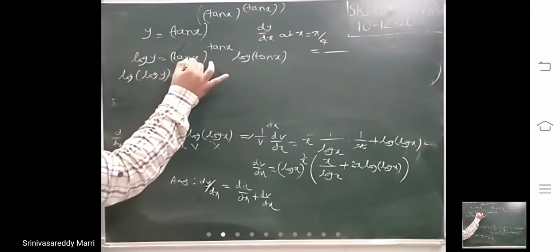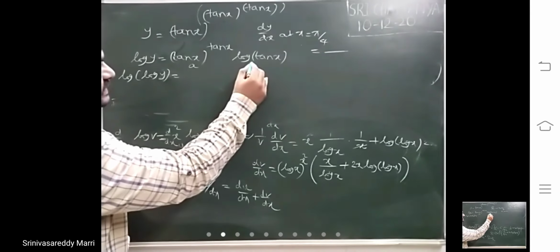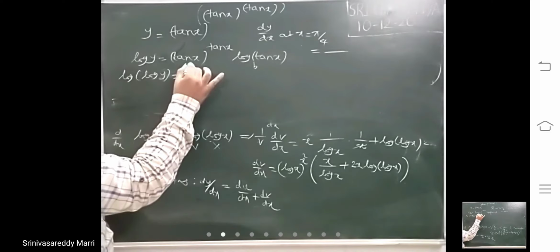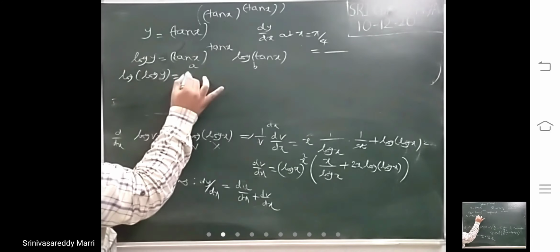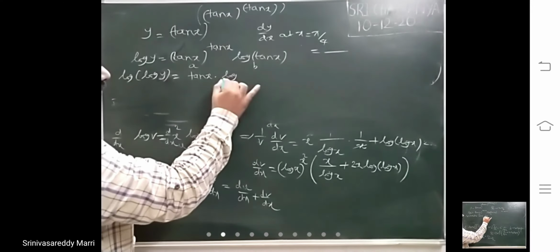So log of this into this: let this be A and this be B. Log of AB means log A plus log B. Log of this means what you will get? Tan x will come down.